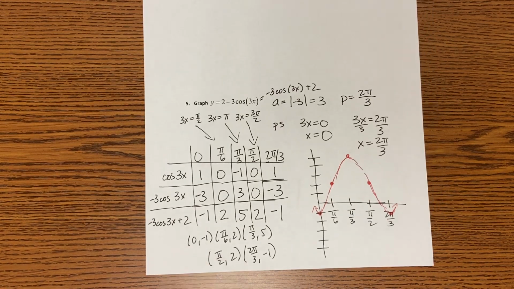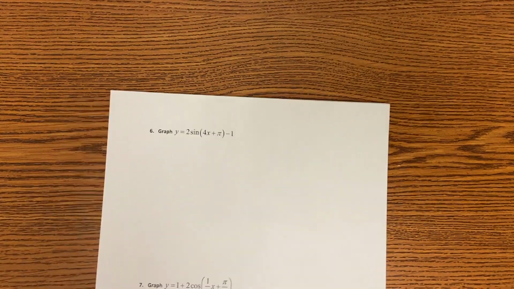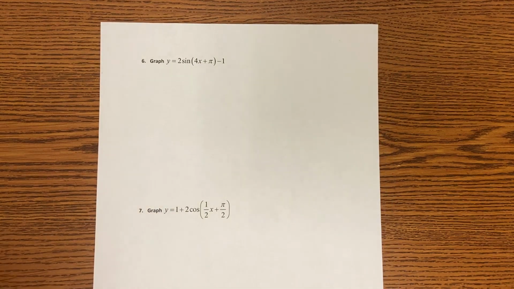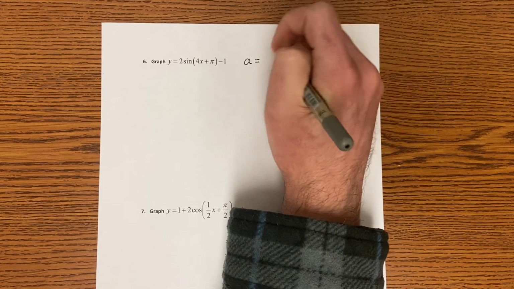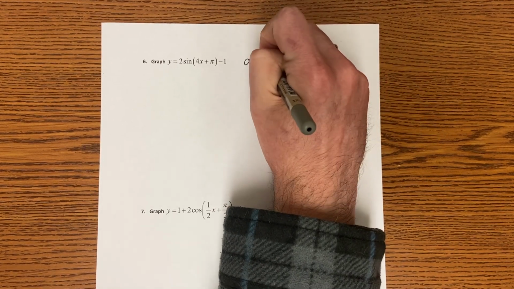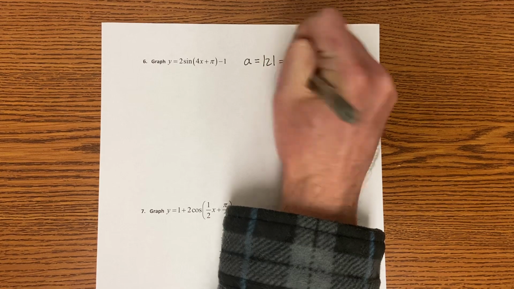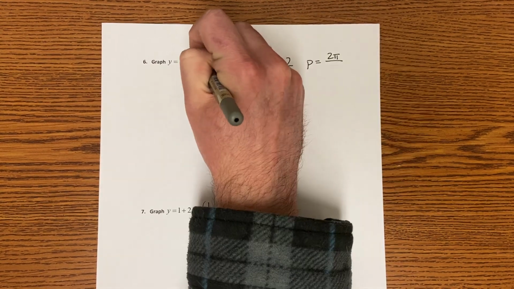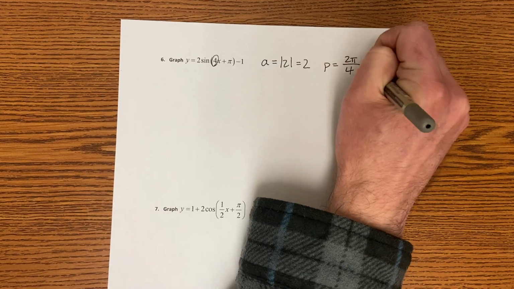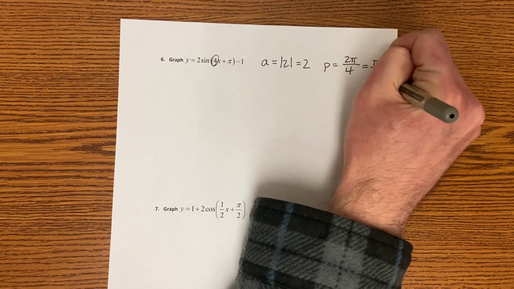So finally, we'll do a whole shebang, number 6, on the next page, and then I'll leave number 7 for you to try. All of the things happening at once. So let's note what they are. The amplitude here, so 2 sine of 4x plus pi minus 1. A is the absolute value of 2, which is 2. Our period is normally 2 pi, but it's divided by the number in front, 2 pi over 4, which is pi over 2.